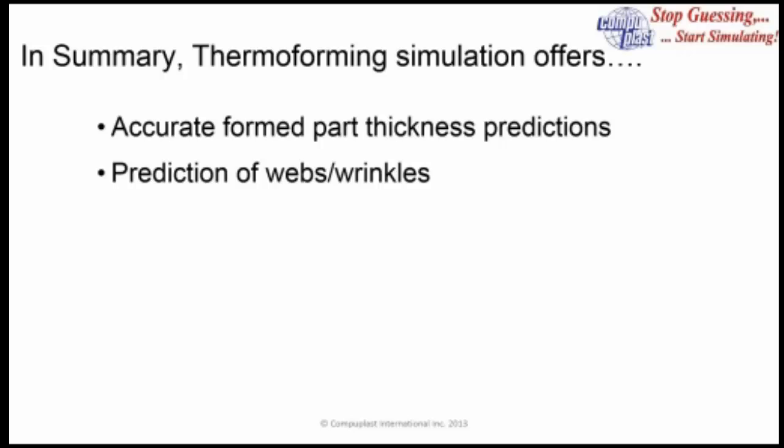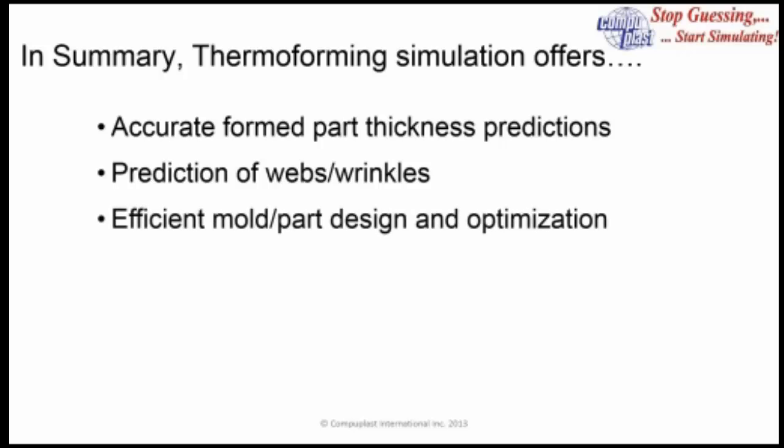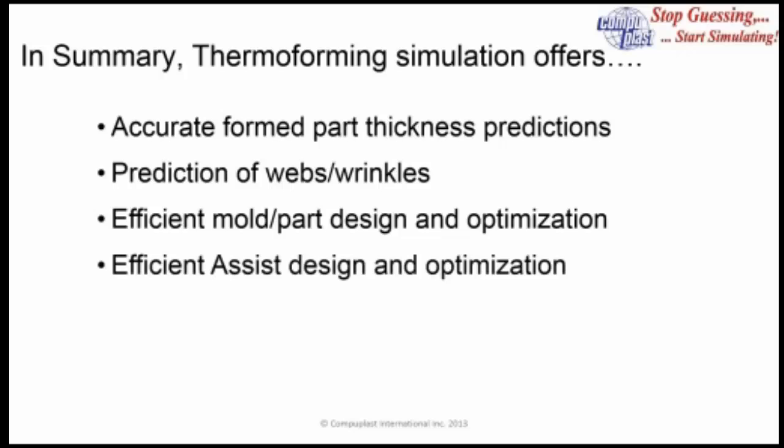We can predict webs and wrinkles prior to them happening and then find ways to avoid them. We have efficient mold part design and optimization because we're not wasting parts. As I mentioned about that large polycarbonate sheet, each one of those sheets is $800 to $1,000. So each experiment you do can be very, very expensive. So within the virtual environment, we're not wasting any material or energy.